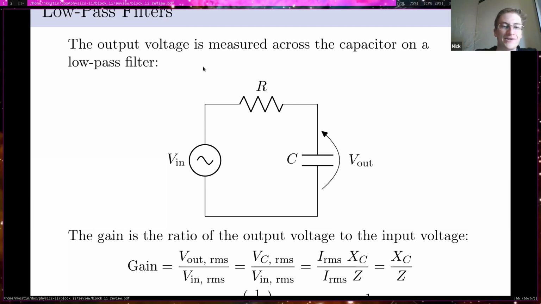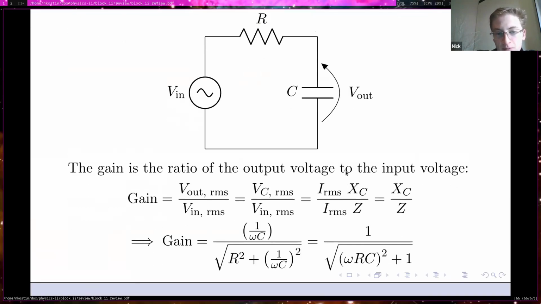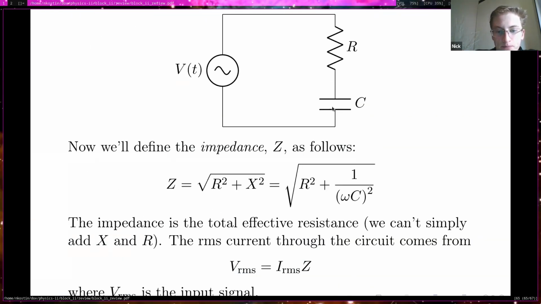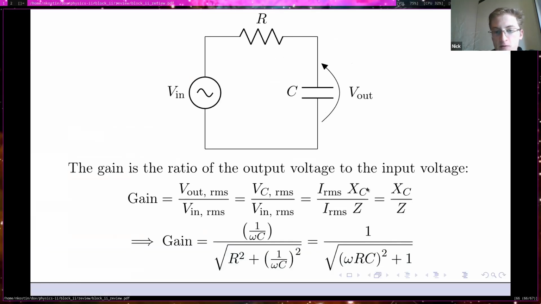A low pass filter is when I have an input signal and I'm sending it first through a resistor and then through a capacitor, and I'm measuring the output voltage across the capacitor. Gain is going to be the ratio of the output voltage to the input voltage. The output voltage is just the voltage on the capacitor. The input voltage is the voltage of the whole signal, so that's just going to be I times Z, because that's what I defined it to be earlier when I had both resistors and capacitors. And my output voltage is across the capacitor, so that's going to be I RMS times X.